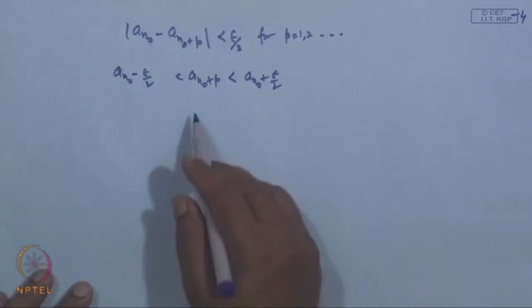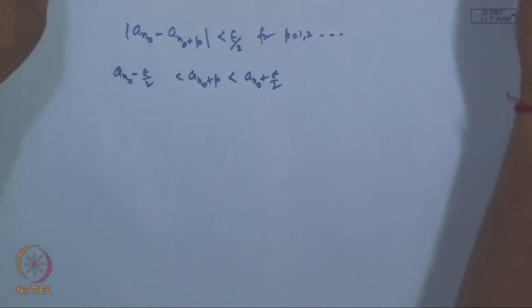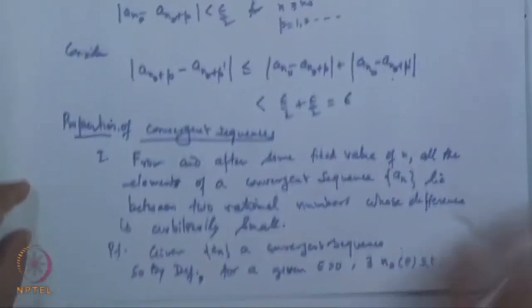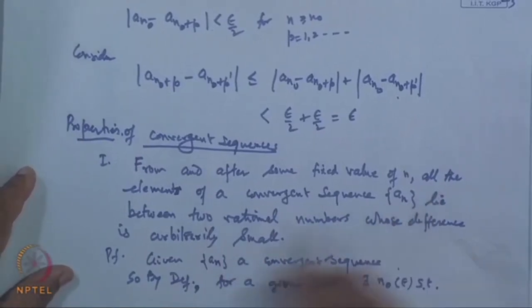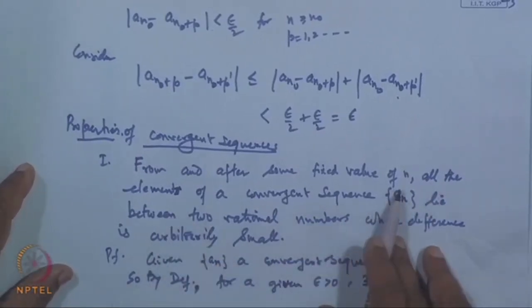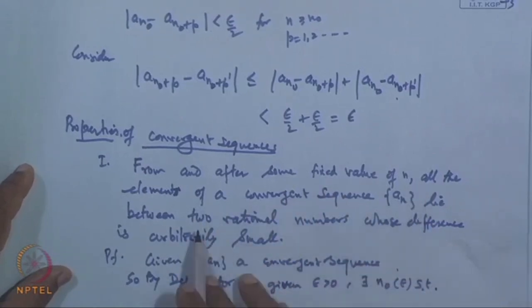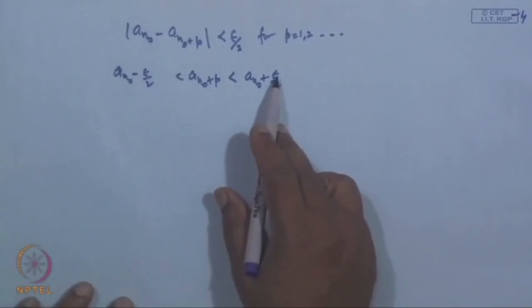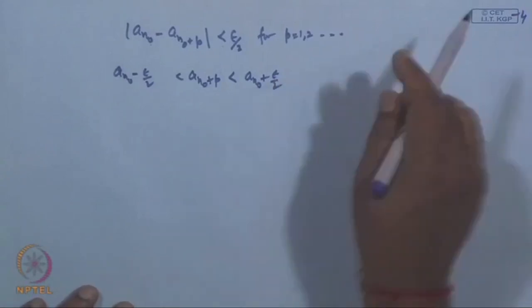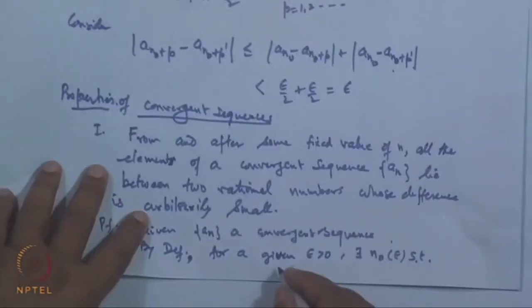So, what we get, that is what this result says, is that if a sequence is a convergent sequence, then from and after some fixed value of n, all the elements of the convergent sequence lie between two rational numbers whose difference is arbitrarily small. Since a n naught is rational and epsilon is also rational, we can get these two bounds to be rational. So, here it is rational, given a rational number.